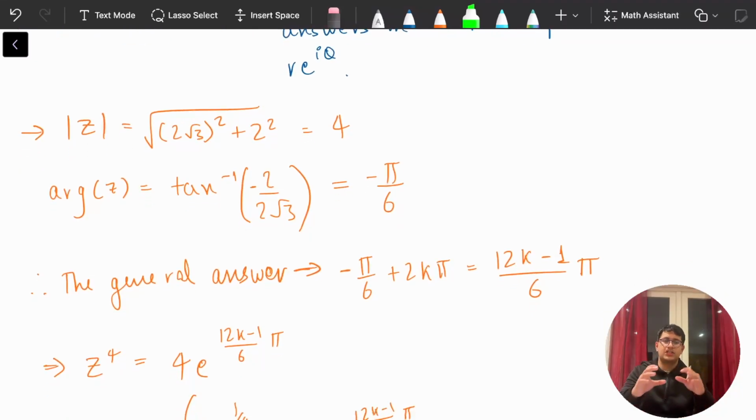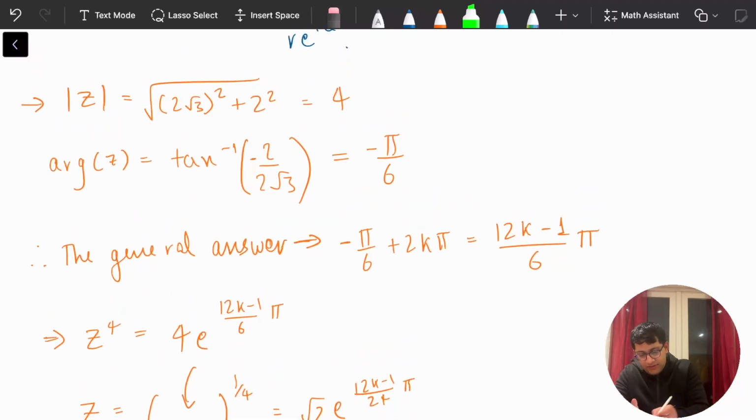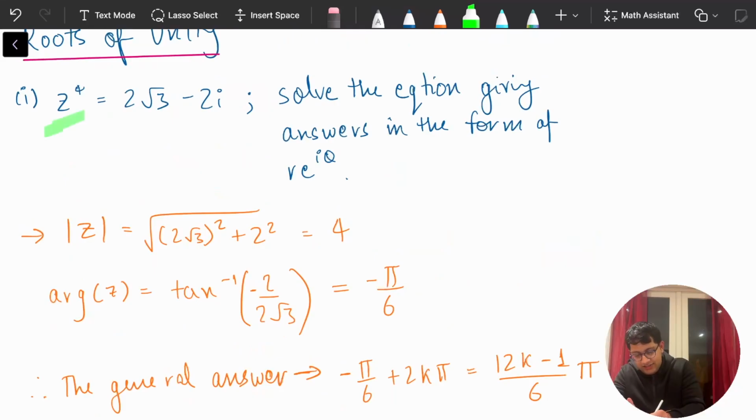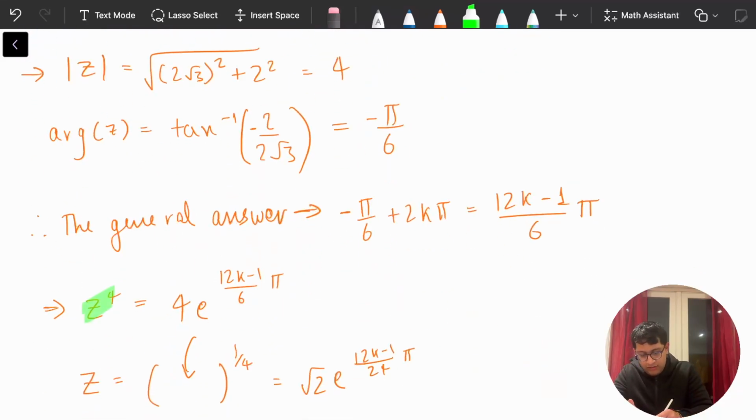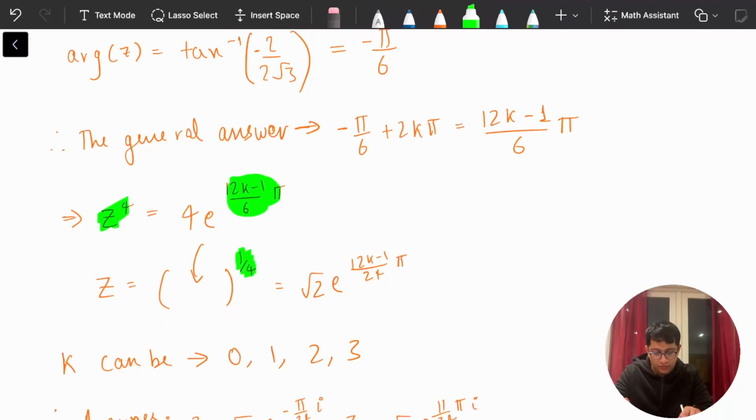So the general answer is going to be in this format, (12k minus 1) over 6 pi, where k is going to be 0, 1, 2, 3, right? But remember, this was for z. In the question, it's actually z to the 4, which is why we now take z to the 4. So this is the general answer, and the modulus was 4, so 4e to the general argument. I said do a quarter of this, because it was z to the 4.